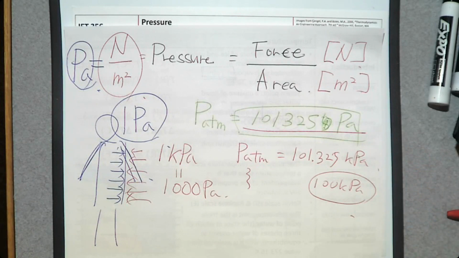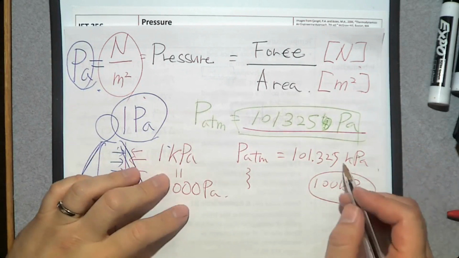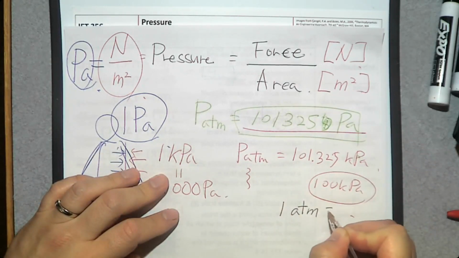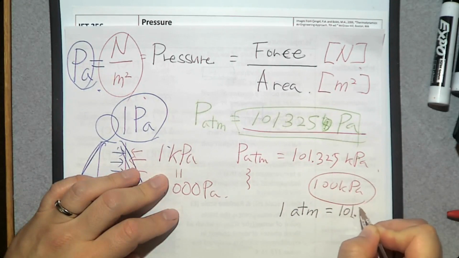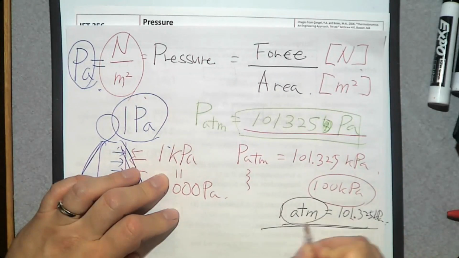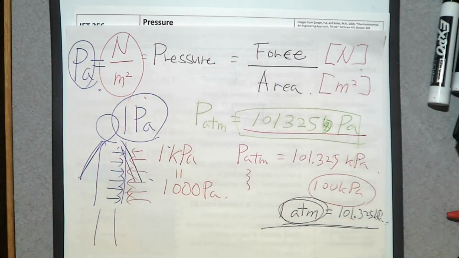Another unit is, by the way, the SI unit. The standard SI unit for pressure is the Pascal. And there's another unit, ATM. 1 ATM is 101.325 kilopascal. So you may see ATM also.